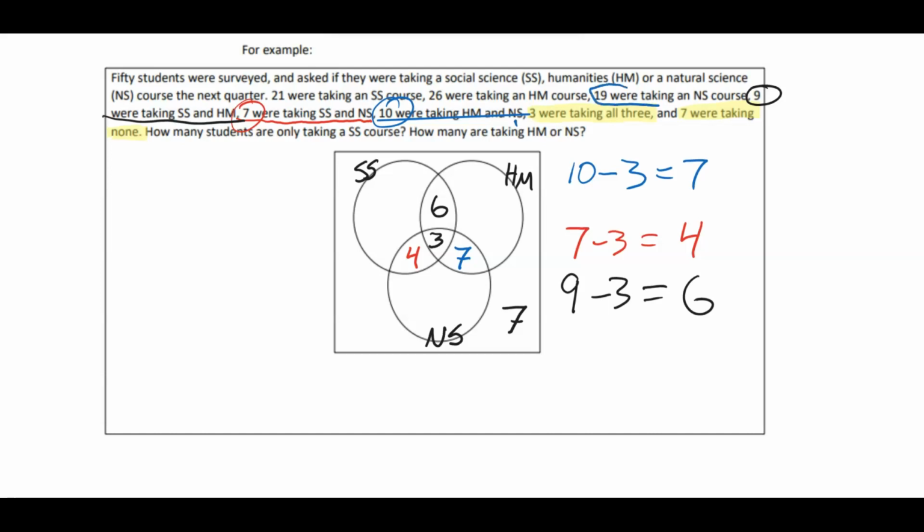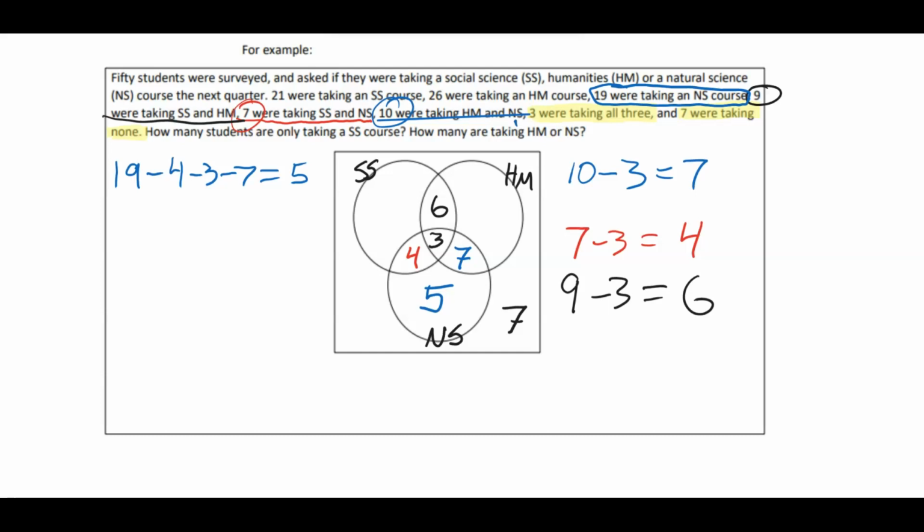Previous statement, 19 were taking NS courses. This is the NS course area, 19 total. Now, 19 minus the 4, minus the 3, minus the 7, the 3 numbers that are already in that circle. 19 minus 4 minus 3 minus 7 is 5. That's how many people to fill in that last blank in the NS circle. If you count the 4 numbers in the NS circle, you will get 19. That's how many people were taking NS.